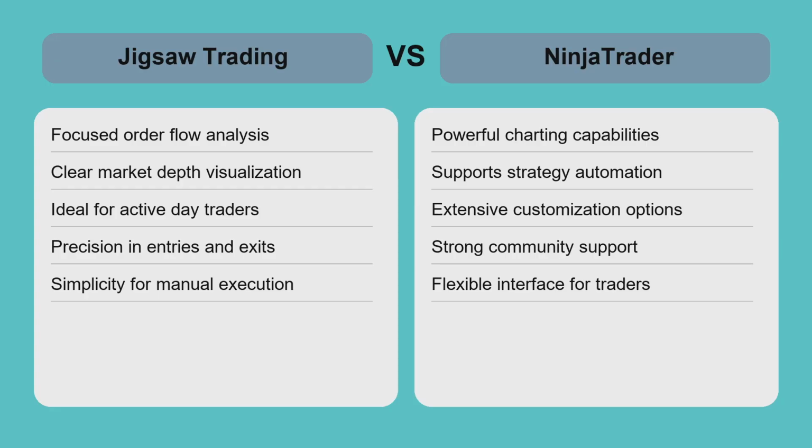However, NinjaTrader's complexity may slow down traders who want quick, intuitive order flow data. Conversely, Jigsaw lacks NinjaTrader's automation and customization options. Choosing between them depends on whether you prioritize depth of order flow or breadth of trading tools.